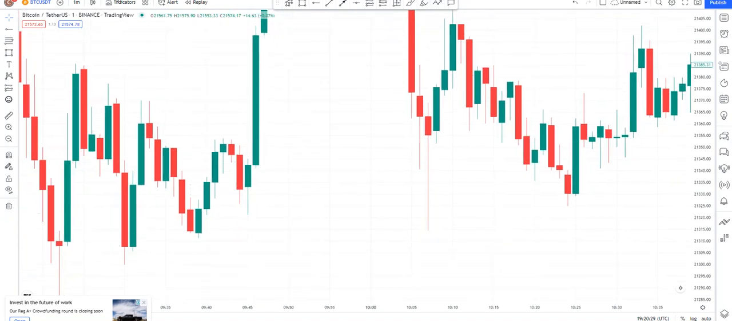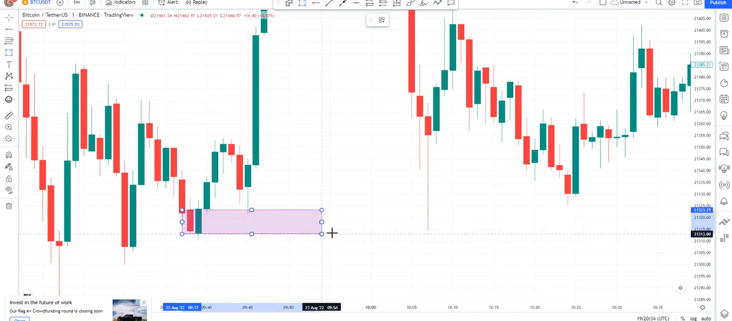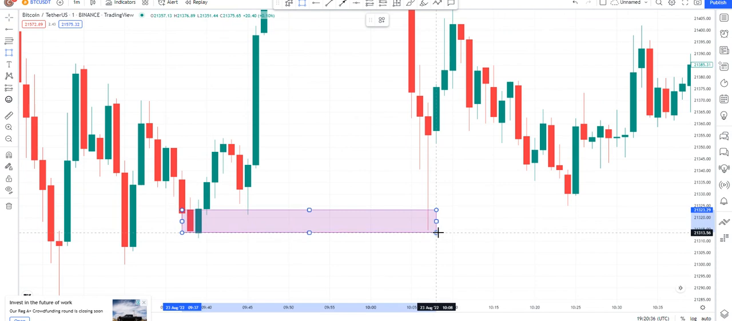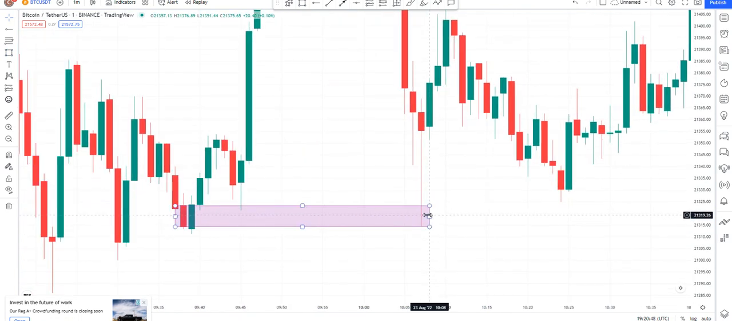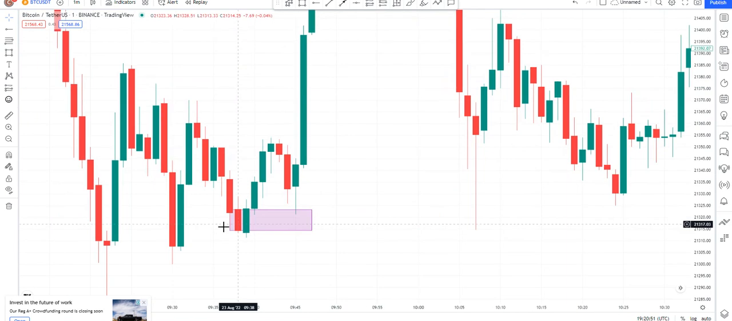Okay, so now look at this last down candle. When price went above it, it came down and used it as the order block. So we're ignoring the wick, the shadow on top, and we're using the body of it, right?